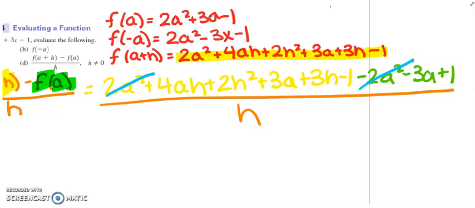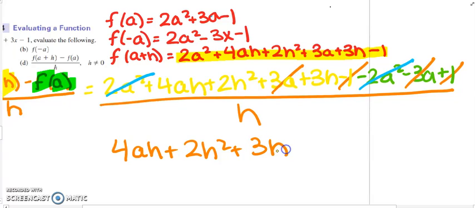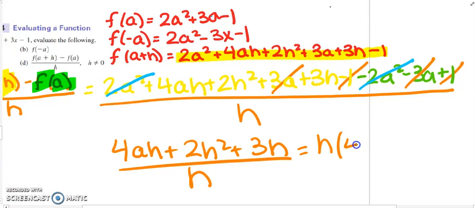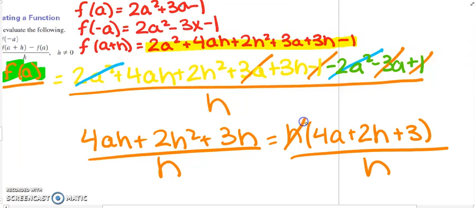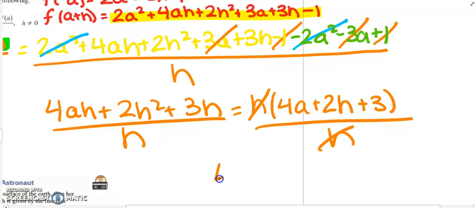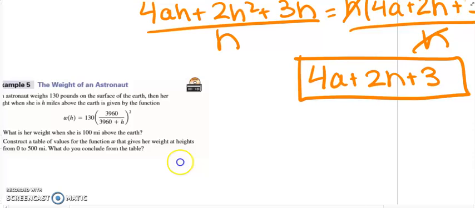Okay. Now I can cancel my negative 3a, negative 1 plus 1. So I'm left with 4ah plus 2h squared plus 3h all over h. Well, I can cancel out an h of each one to be sure. I'm going to factor out this h. We can cancel. So all this is simplifying, like we've been doing for several chapters. And this is our answer to f of a plus h minus f of a over h.